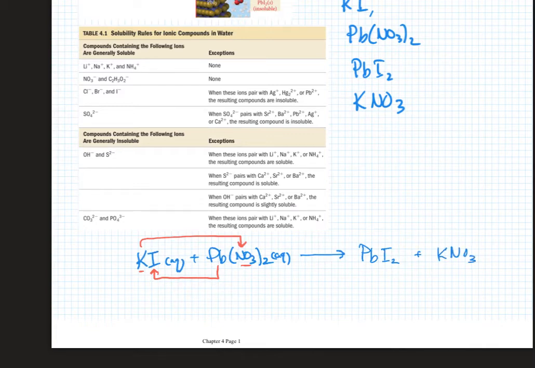All right, and this is where the solubility rule comes into play. What you do is you look at the solubility rules and you say, for instance, KI, is that going to be soluble or not? I already wrote aqueous, but we can use the solubility table to help us understand that, and it says lithium, sodium, potassium, and ammonium ions are generally soluble. So this has a potassium ion, therefore it must be soluble.